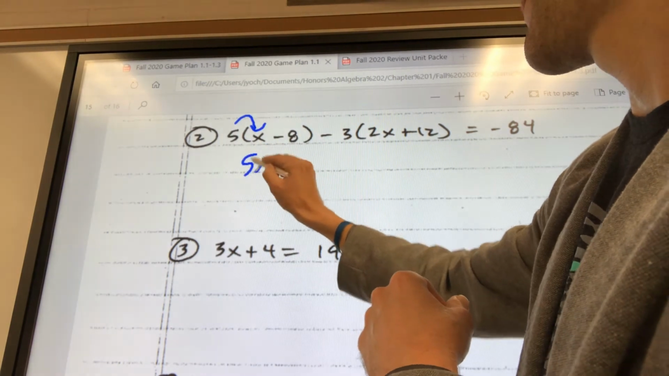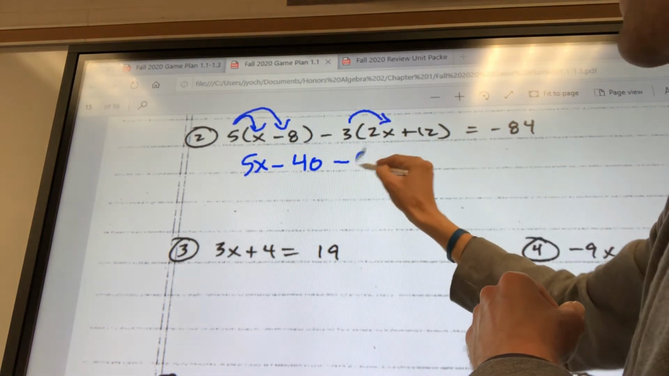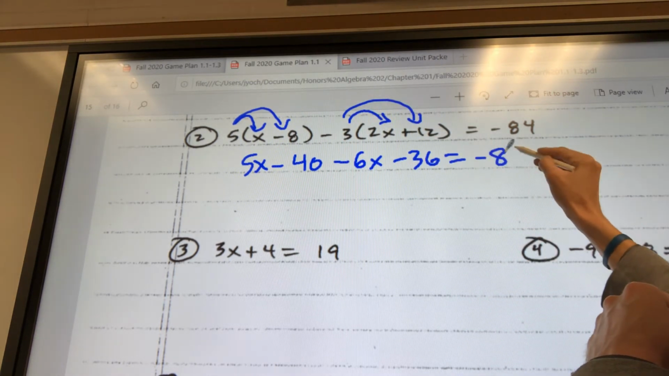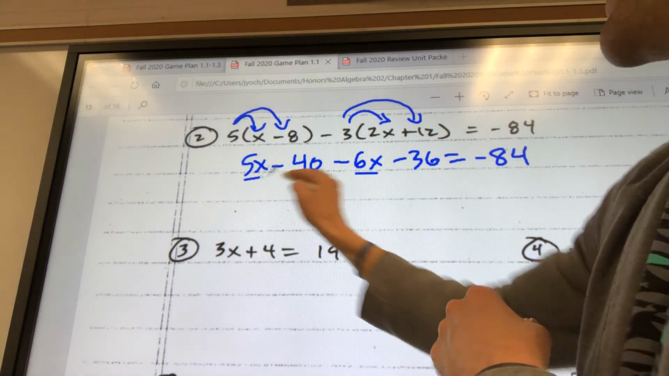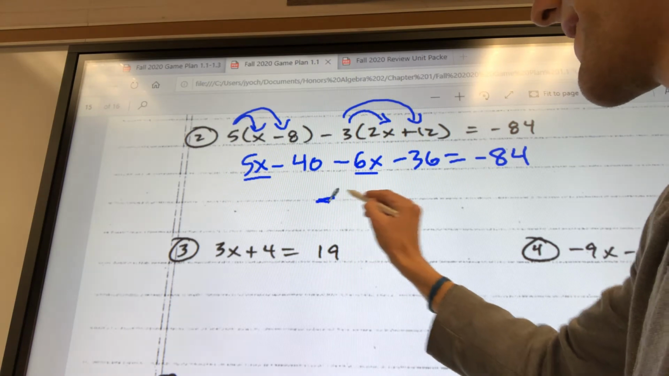5x minus, it's a positive times a negative 40. A negative times a positive is a negative. A negative times a positive is a negative, and it equals negative 84. Combine like terms: 5x minus 6x is negative 1x, or negative x.